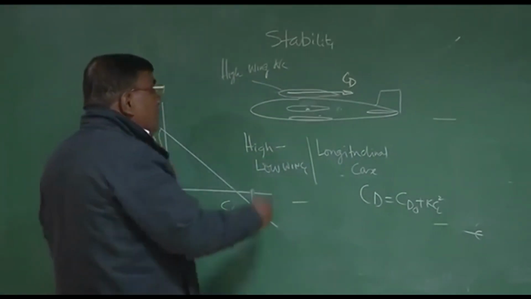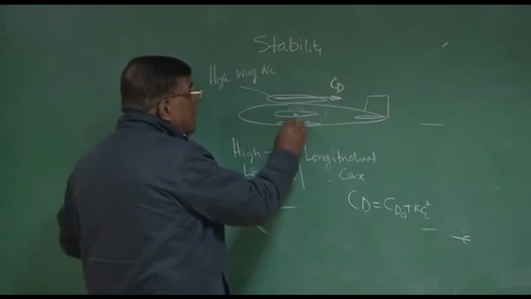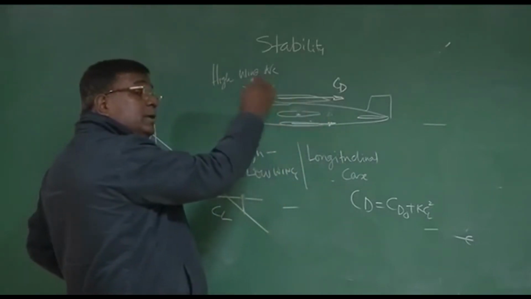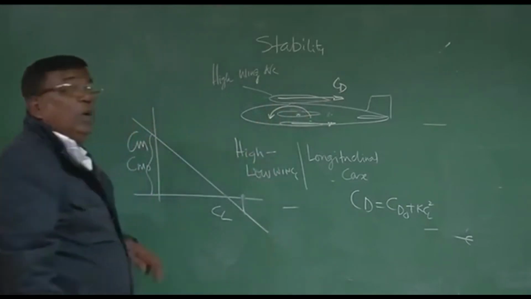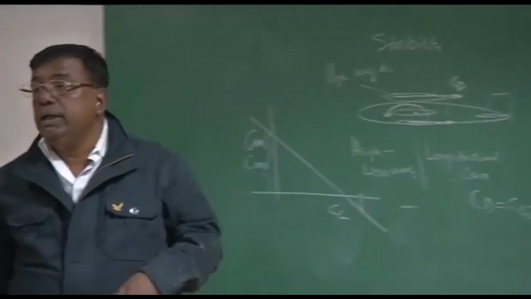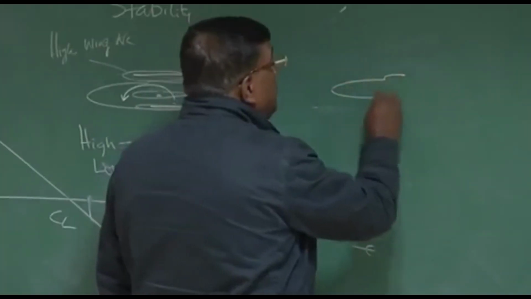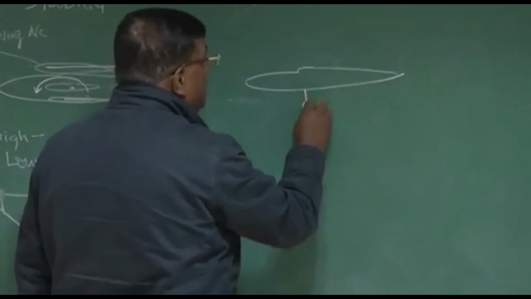Similar thing you can check here. If there is an increase in alpha, the additional drag will come here. This will give what type of moment about CG? Nose down. So the low wing will be providing static stability in the longitudinal case. Is this part clear? So let us take another case. If this is the airplane, and let's say the landing gear is out.